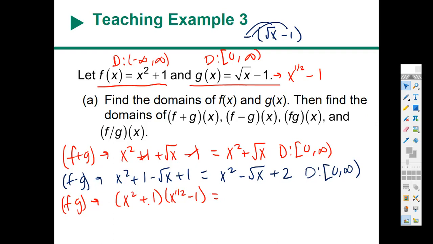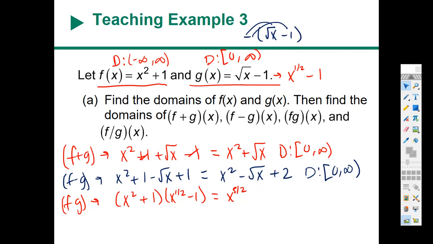When you are multiplying and there's a power, what are you doing to those two powers? You're adding. So what's 2 plus 1/2? 2.5. So it becomes x to the 5/2. Can I put x to 2.5? Write it as an improper fraction.